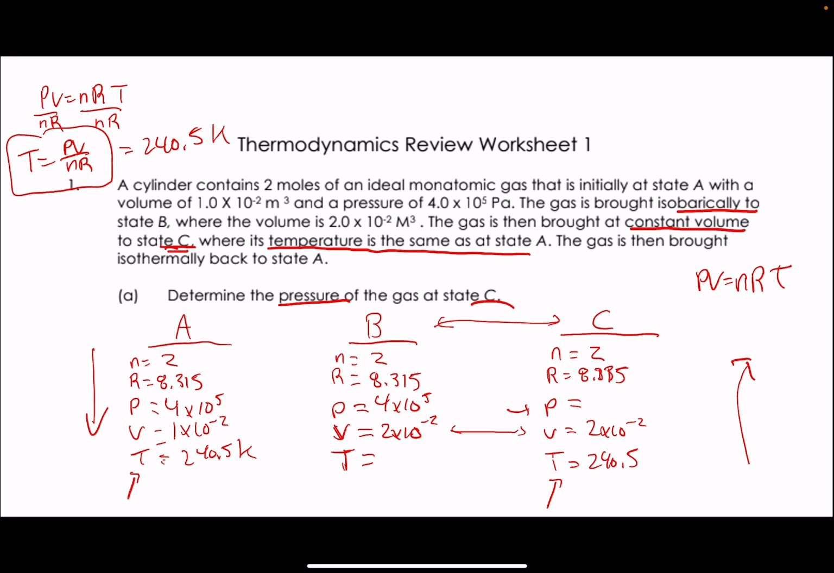Using this equation, we can divide by V on both sides to get P. So P is equal to nRT divided by V. Let's take 2 times 8.315 times our temperature, which we just found, and then divide by our volume, which is 2 times 10 to the negative 2. Make sure that you have all this in parentheses when you divide, so your pressure should end up with 200,000. Or if we want to continue the pattern of scientific notation, 2 times 10 to the 5th.